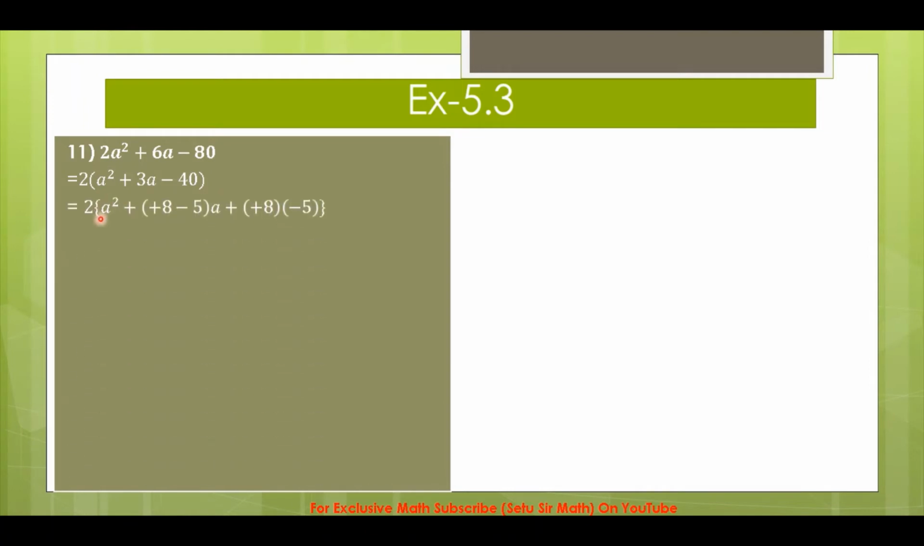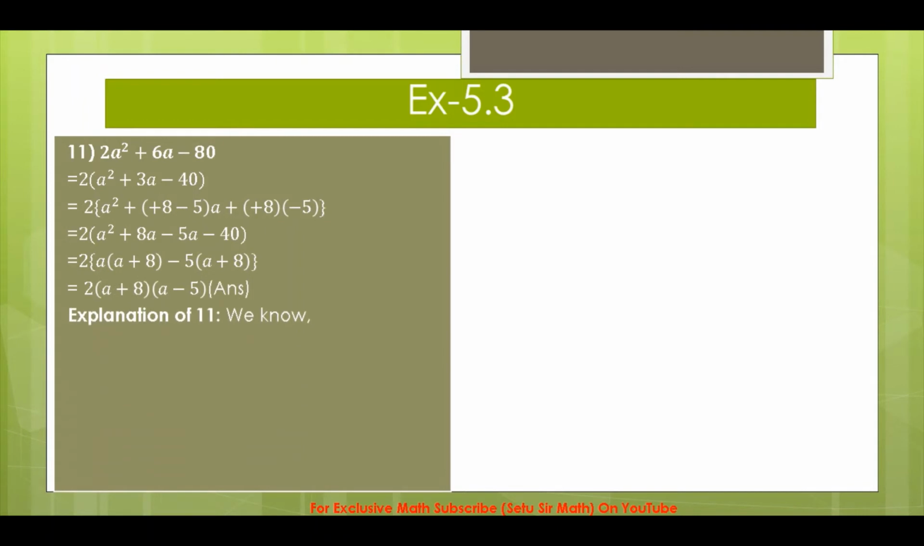So we are following a formula. You have to remember (x plus a) into (x plus b), that would be x square plus (a plus b) into x plus ab. Right now I will show you the math later. At first I have to show you that formula. So this is the explanation of 11. We know this is the formula, (x plus a) into (x plus b), so x square plus (a plus b) into x plus ab.